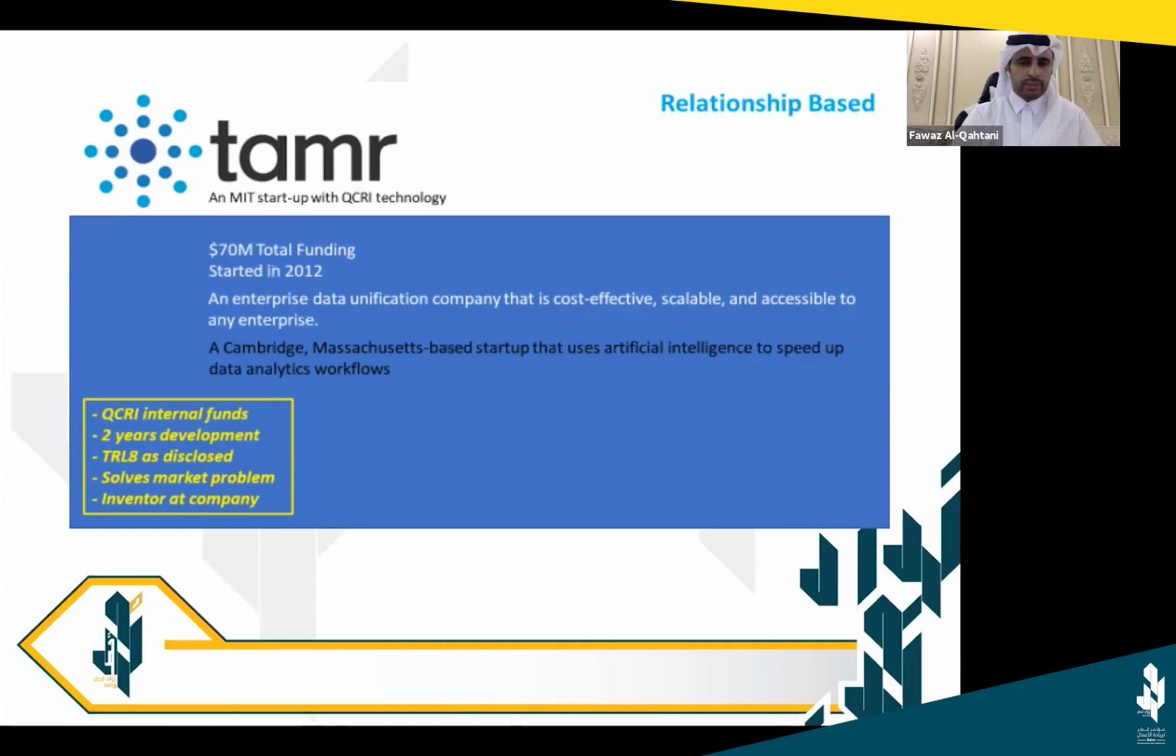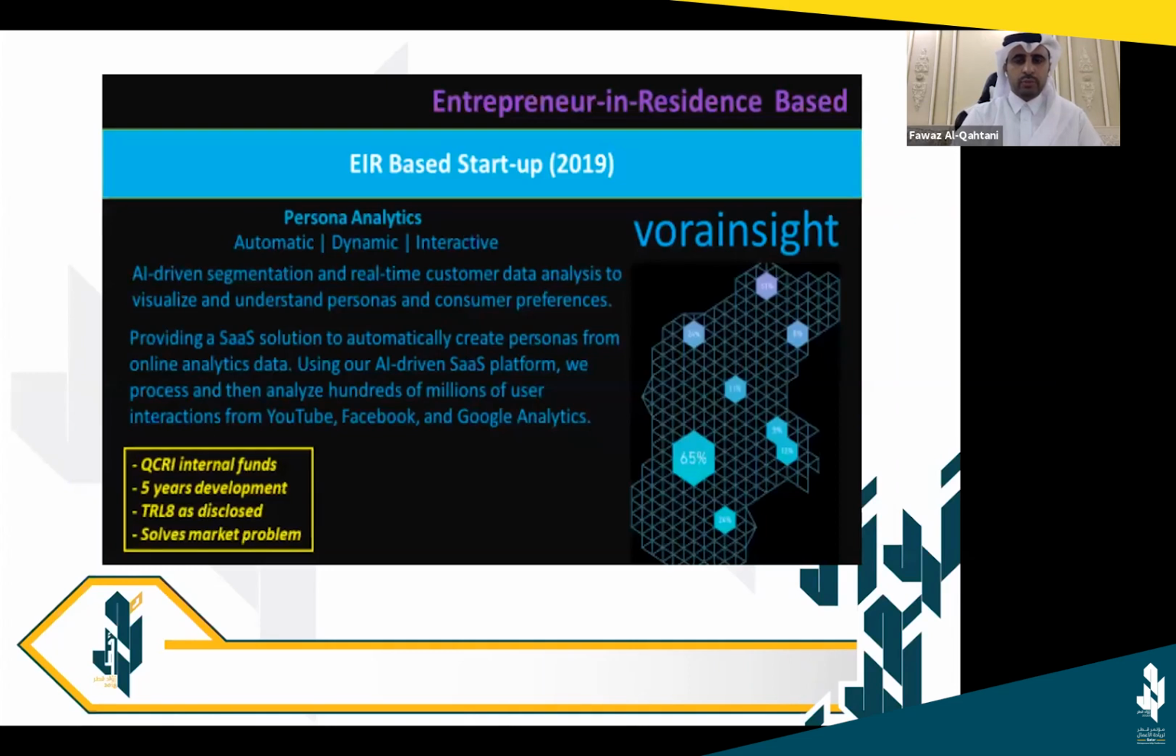What do they call it? SaaS, software as a service. So it's through QCR internal funds, 2 years of development. When disclosed to us, it's TRL8, which is ready to go to the market, solve a market problem. So we have technologies called Persona.